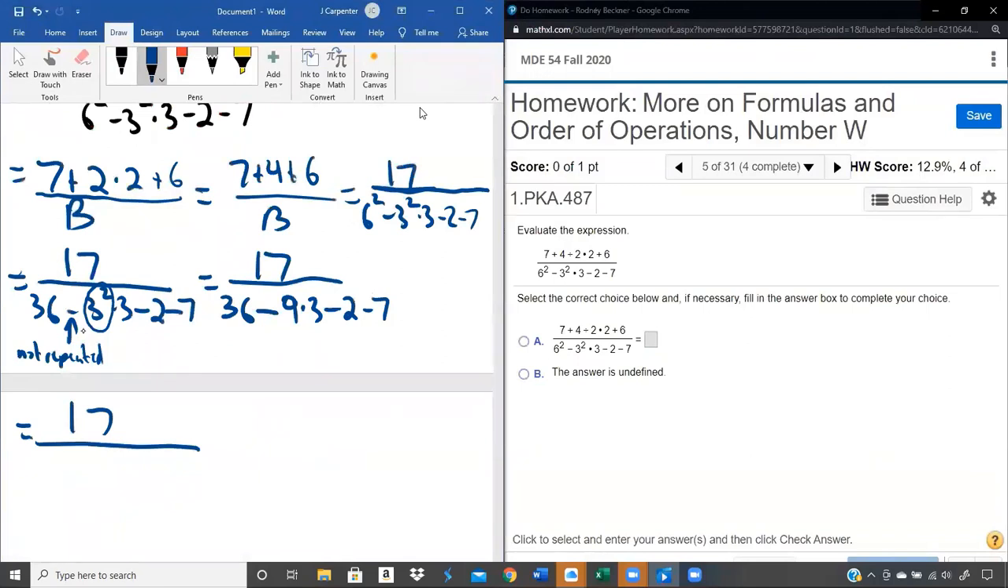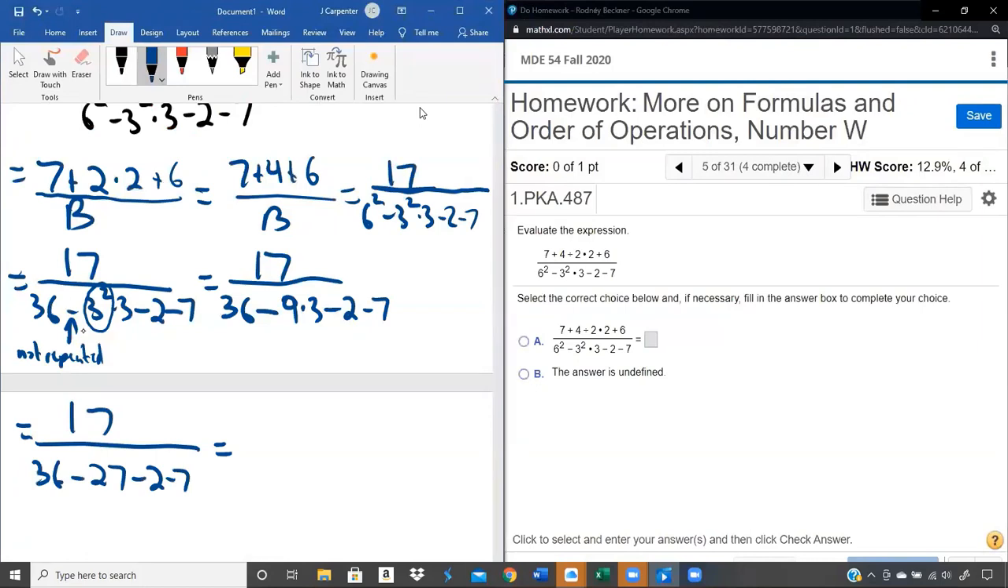Now in the bottom, subtraction, multiplication, subtraction, subtraction. So P and E are done. It's M and D that we're up to. We only have one multiplication. The 9 times the 3 would be a 27. So that's 36 minus 27, minus 2, minus 7. We have a bunch of subtractions. We better do them in the order from left to right.